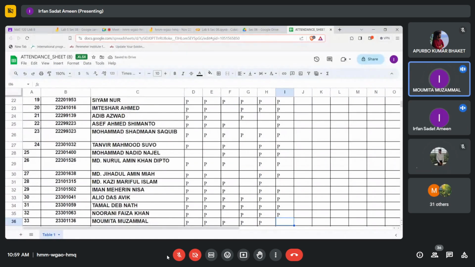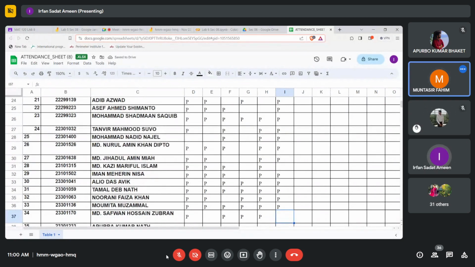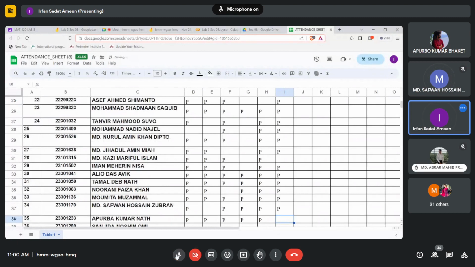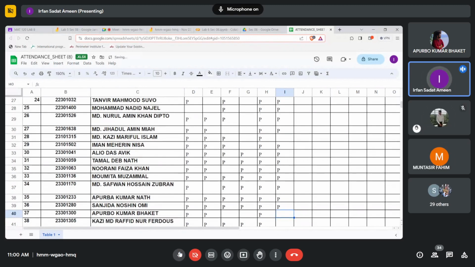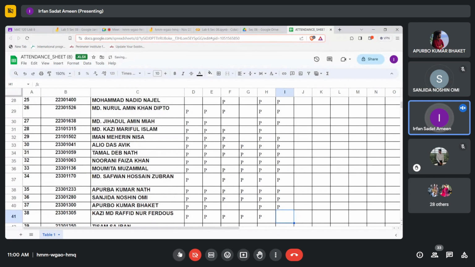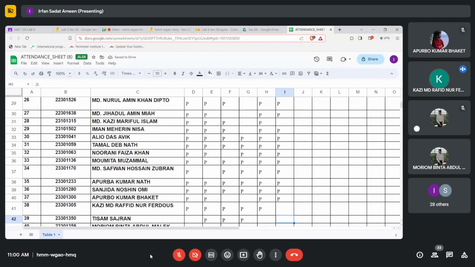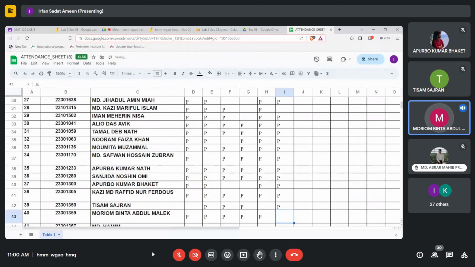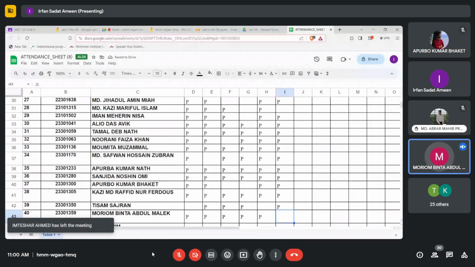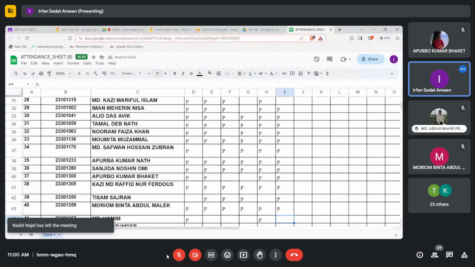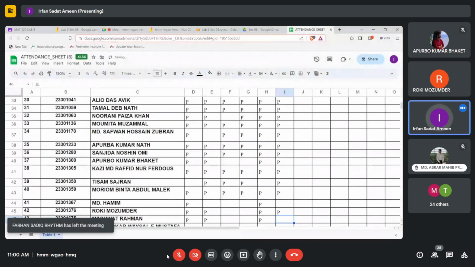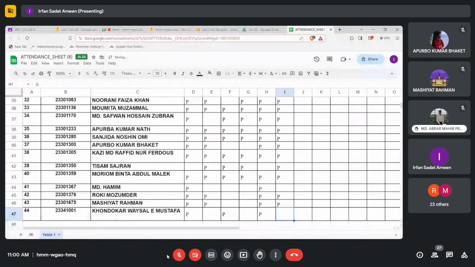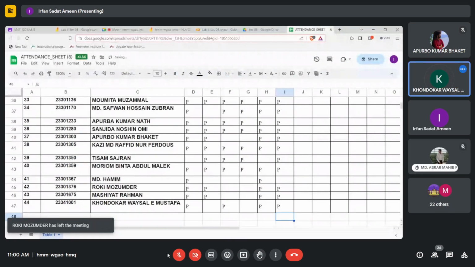মৌমিতা মুজাম্মেল। Present, sir. সাফওয়ান হোসেন। Present, sir. পূর্ব কুমার। Yes, sir. সানজিদা নসীন। Present, sir. অপূর্ব কুমার। কাজী মোহাম্মদ রাফিদ। Present, sir. ইসাম সাজরান। Yes, sir. মরিয়ম বিনতে আব্দুল মালিক। Yes, sir. মোহাম্মদ হামিম। রকি মজুমদার। Present, sir. মাসিয়াত রহমান। Present, sir. খন্দকার ওয়াইসাল। Present, sir. Okay.